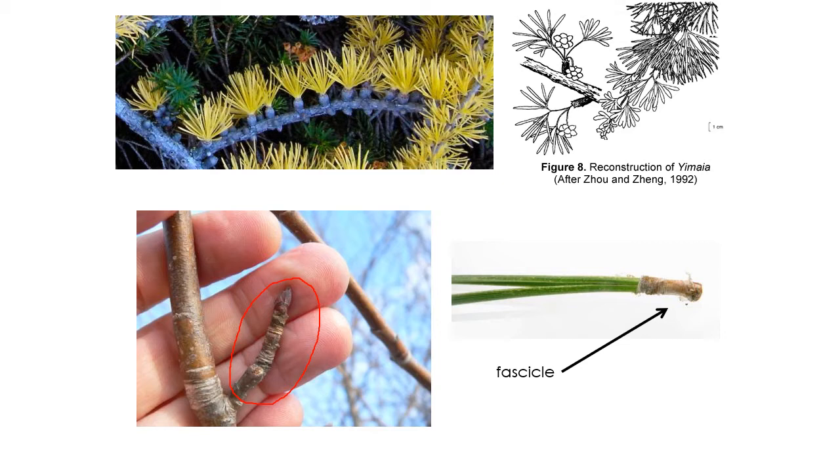Another type of short shoot in conifers is a fascicle. That's the little piece of shoot where the bunches of needles attach in pines. And then also in larch, if you look at a larch branch, off of the twig we have these little short shoots, and that's where those deciduous needles come out.